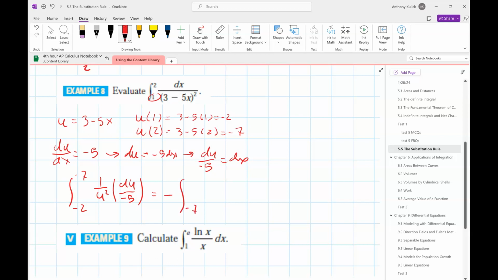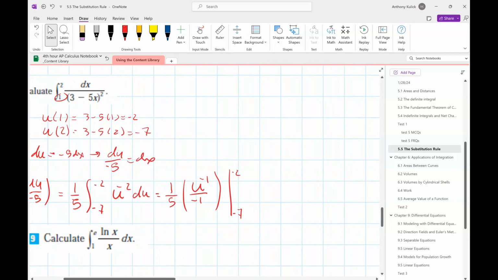Yeah, if I negate the integral, I can flip the bounds. Now, I'm going to also pull that negative 1/5 out front. So I can just turn the whole thing positive now. Everybody's good with where the negatives went? Okay. And now let's do our antiderivative. The antiderivative of u to the negative 2 is? And then we'll evaluate that from negative 7 to negative 2.